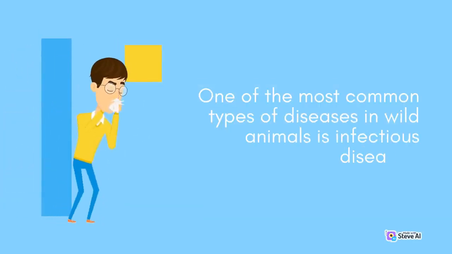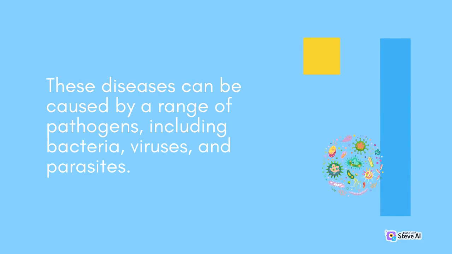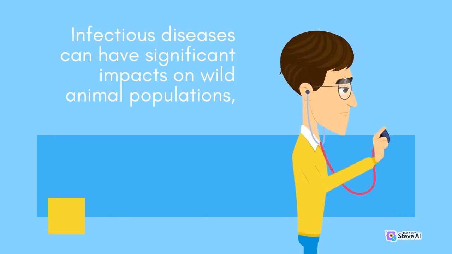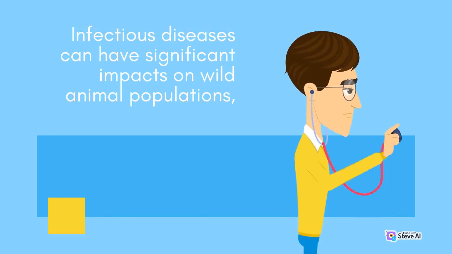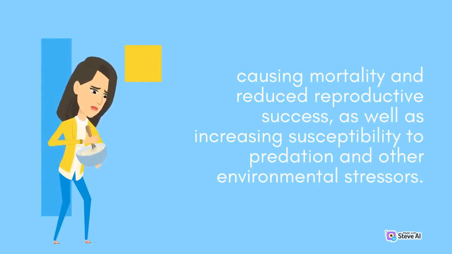One of the most common types of diseases in wild animals is infectious diseases. These diseases can be caused by a range of pathogens, including bacteria, viruses, and parasites. Infectious diseases can have significant impacts on wild animal populations, causing mortality and reduced reproductive success, as well as increasing susceptibility to predation and other environmental stressors.